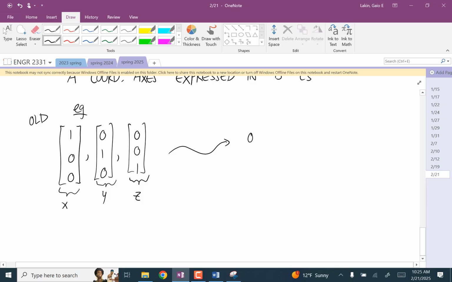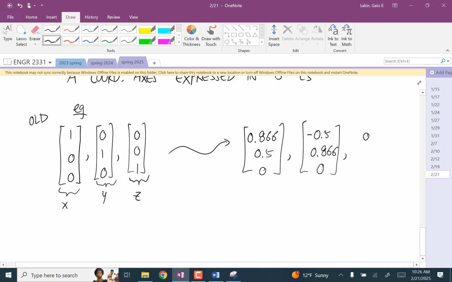So let's say 0.866, 0.50, negative 0.5, 0.866, 0, 0, 0, 1. That's your new coordinate system. Okay, so I didn't say anything about what angle this is rotated about. I mean, you might be able to eyeball this and say that that's rotated 30 degrees about Z.